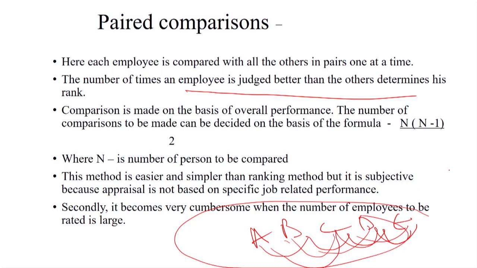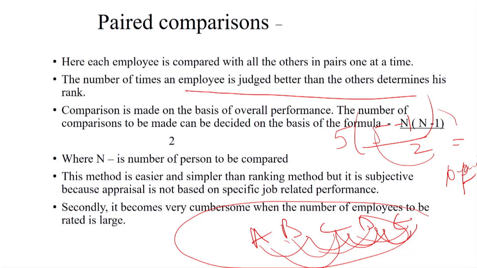So how many combinations do we get? We get it with the help of this formula, n(n minus 1) divided by 2. N is basically the total number of employees to be evaluated, and as I told you, if there are 5 people whose performances have to be evaluated, then 5 times (5 minus 1) divided by 2. That means there would be 10 pairs that would be made, and then we are going to find out the conclusion.